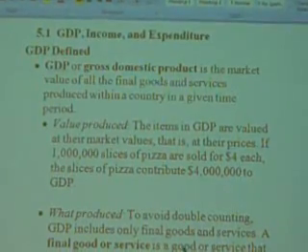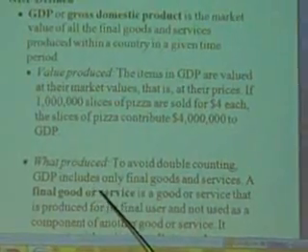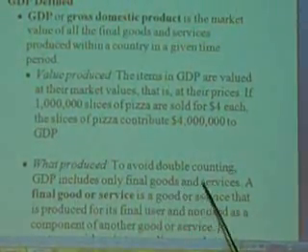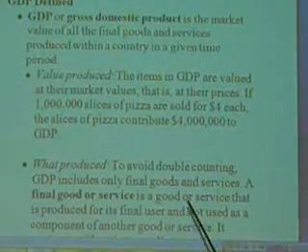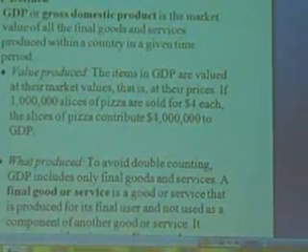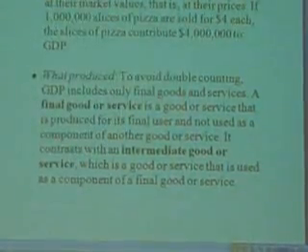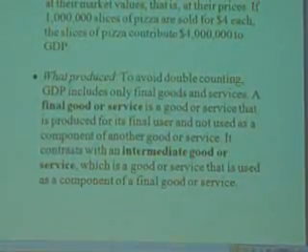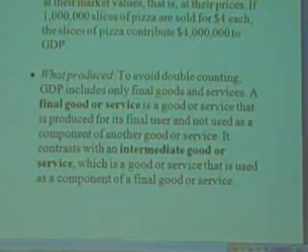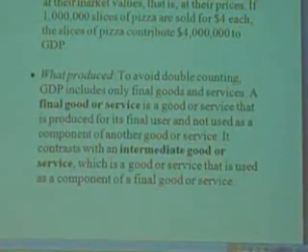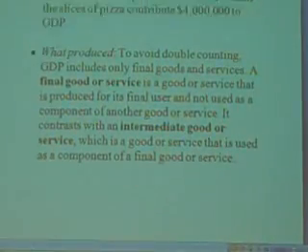Second point is what is produced. To avoid double counting, GDP includes only final goods and services. And a final good or service is a good or service that is produced for its final user, as opposed, say, to intermediate goods and services. An intermediate good or service might be manufactured for one company and then sold to another company to further the manufacturing process. So it's only the final goods or services that are included.